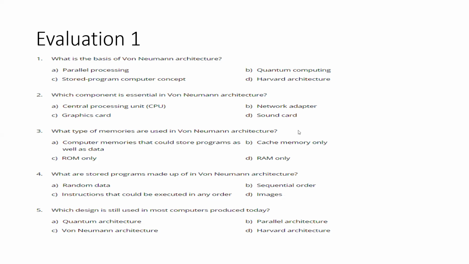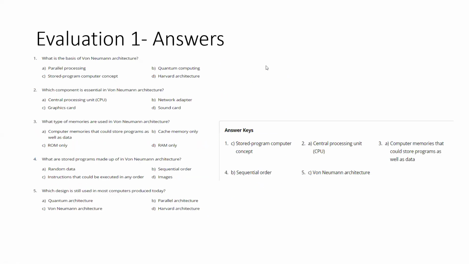Okay, what is the basis of von Neumann architecture? You have been given many terms here, and like I discussed, von Neumann uses the stored program computer concept. I told you that the stored program concept means the entire program is stored in memory and then executed. Now, which component is essential in the von Neumann architecture? Okay, so the CPU.